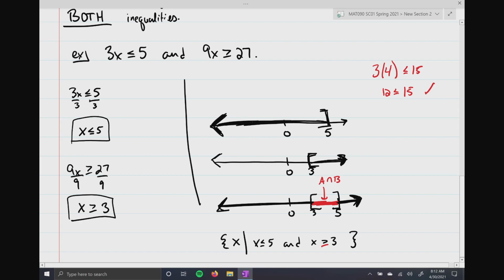So I'll go ahead and I'll do the second equation. 9 times 4 got to be greater than or equal to 27. Well, 9 times 4 is 36. And 36 is definitely greater than or equal to 27. All right? So I know, or at least I have a really, really good indication that my solution is correct. All right? Are there any questions?